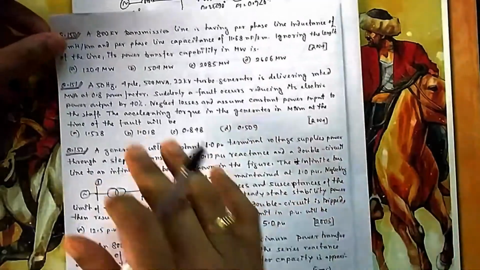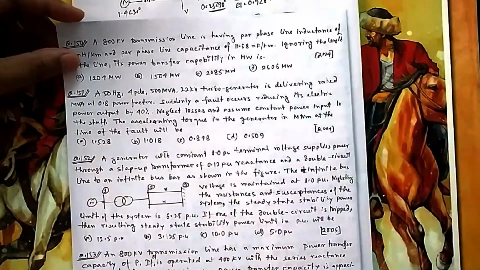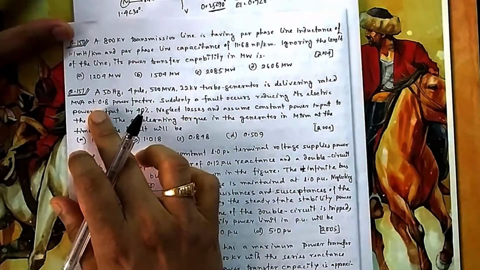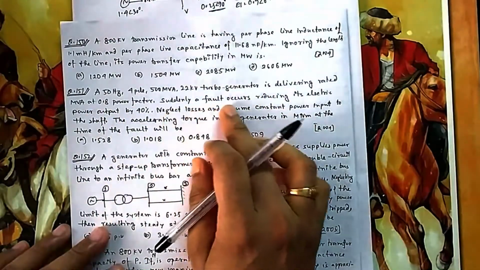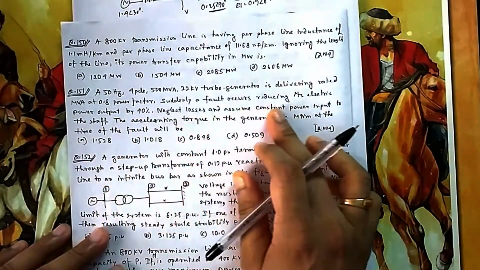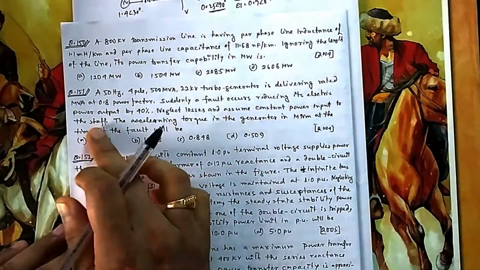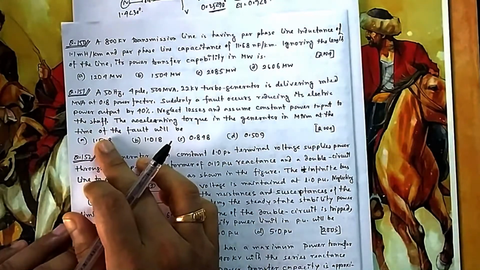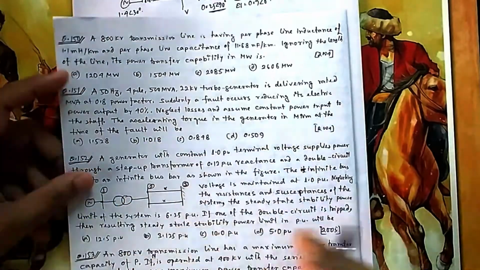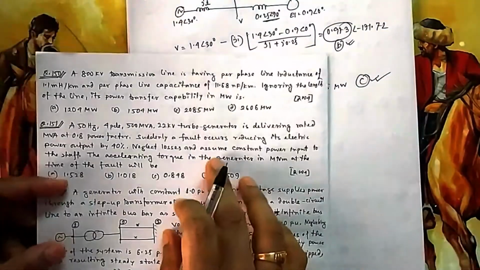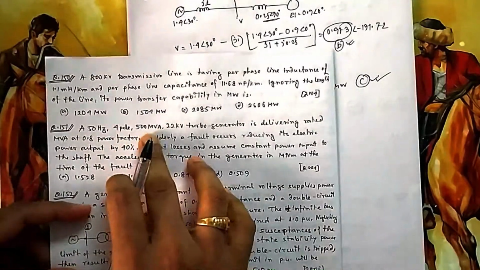Okay, in question number 151, a 50 Hz 4-pole 500 MVA 22 kV turbo generator is delivering rated MVA at 0.8 power factor. Suddenly a fault occurs, reducing its electrical output by 40%. Neglect the losses and assume constant power input to the shaft. Find the accelerating torque of the generator in Newton meter at the time of the fault. So what power was it generating? It was generating its scheduled power, delivering its rated MVA. Rated MVA is 500 MVA.